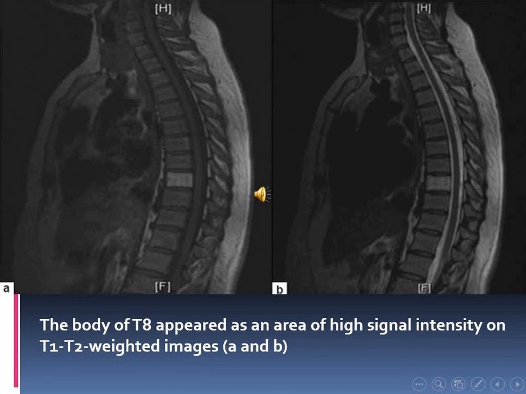Here in this slide we can see the MRI of the hemangioma. You can see abnormal signal intensity of T8 vertebral body as high signal intensity on both T1 and T2 MRI study. Of course, this is a sagittal view and you can see the abnormal vertebra well delineated in MRI. So you can note that the image on the left is the T1 because the CSF is low signal, and the image on the right is T2 because the CSF space is high signal intensity.